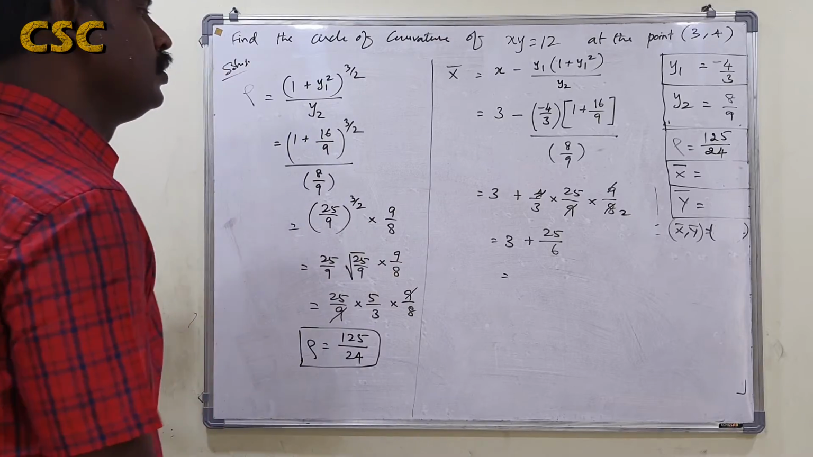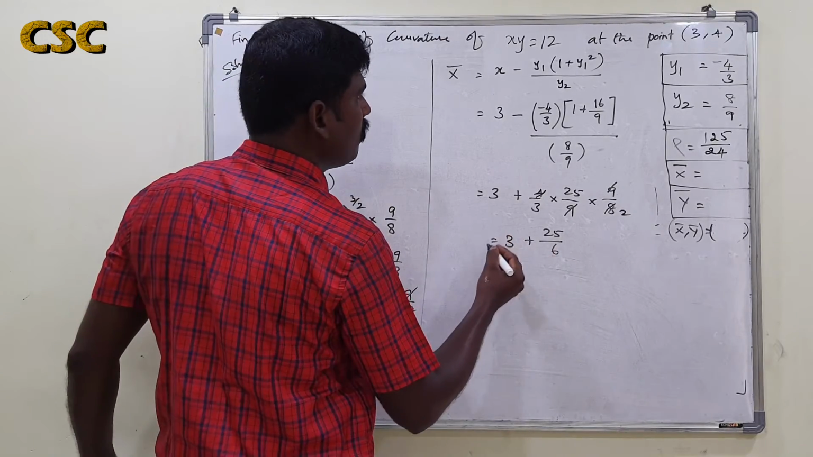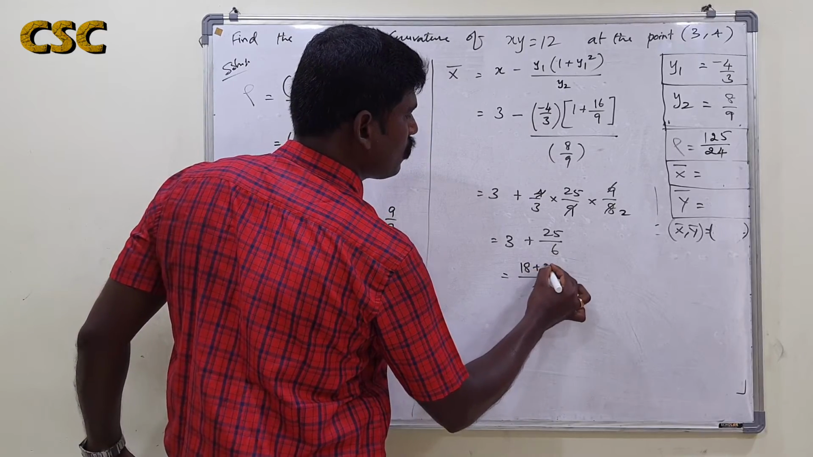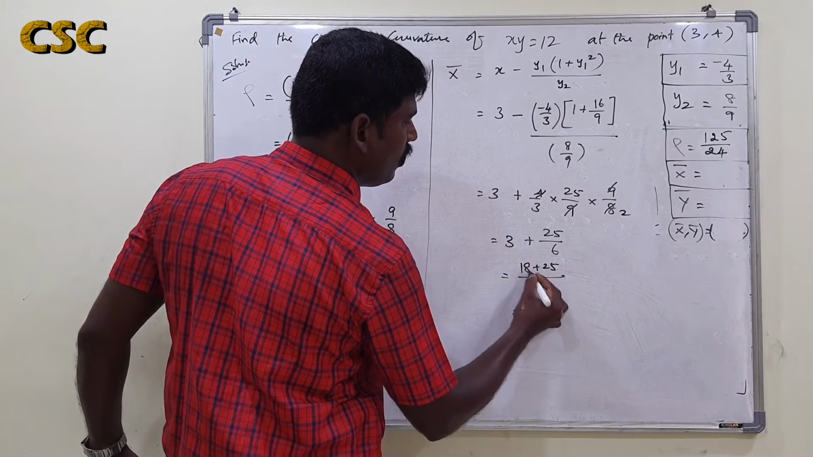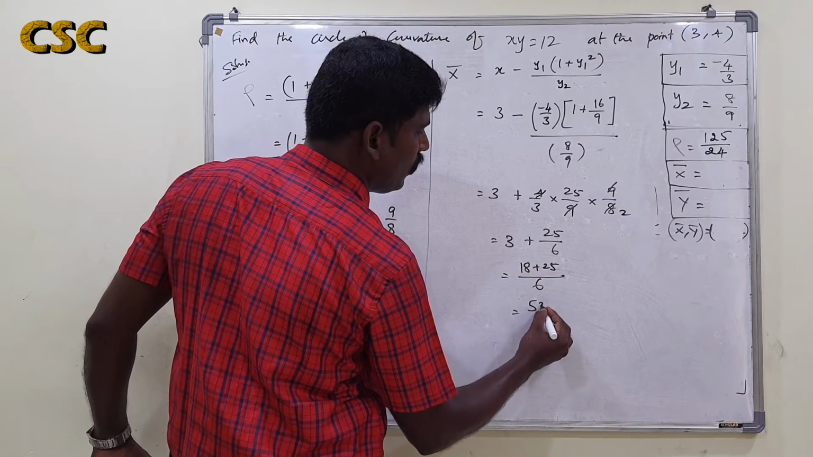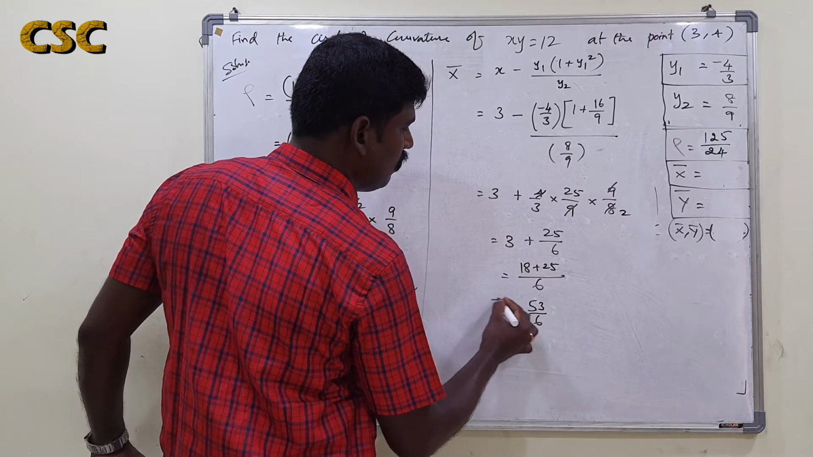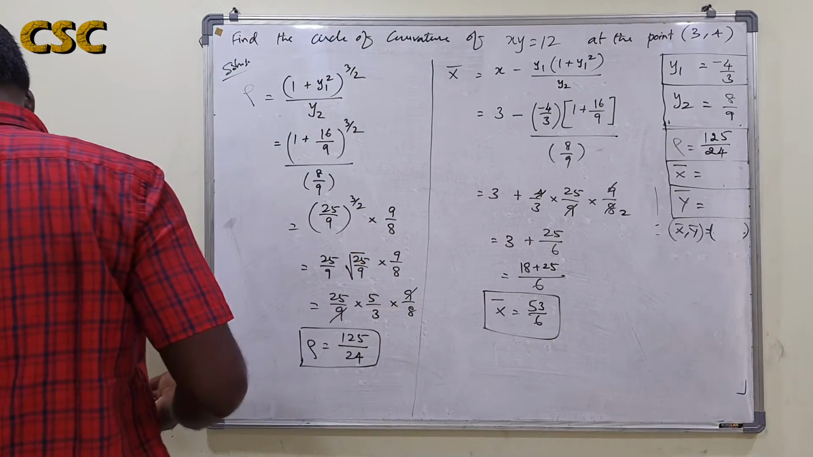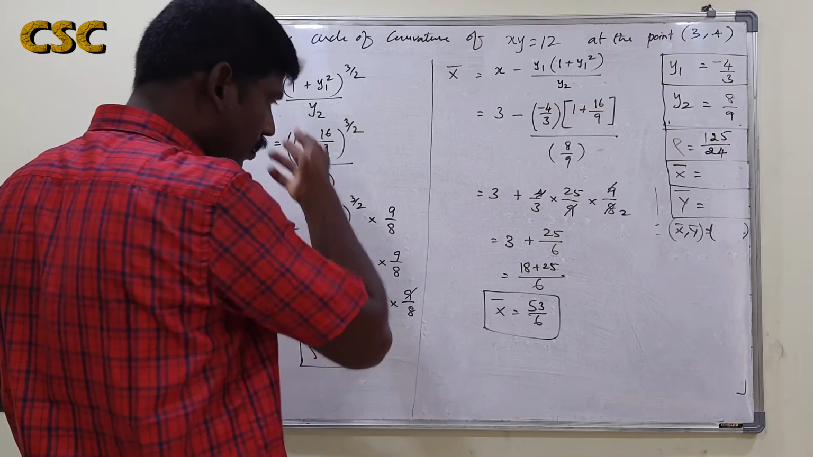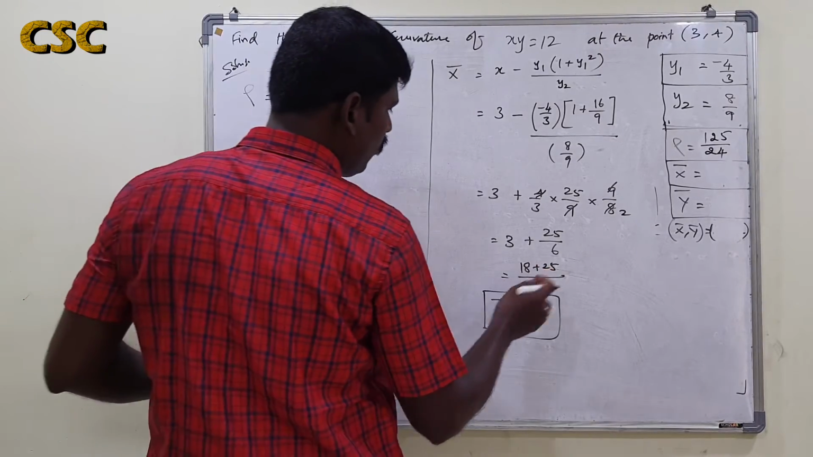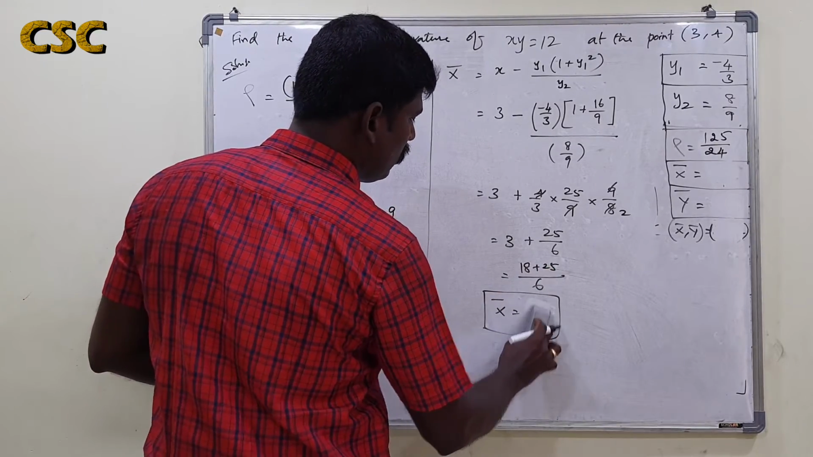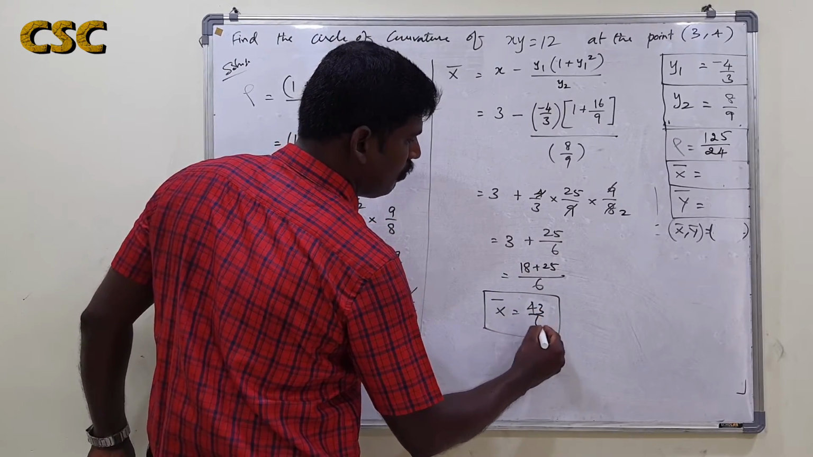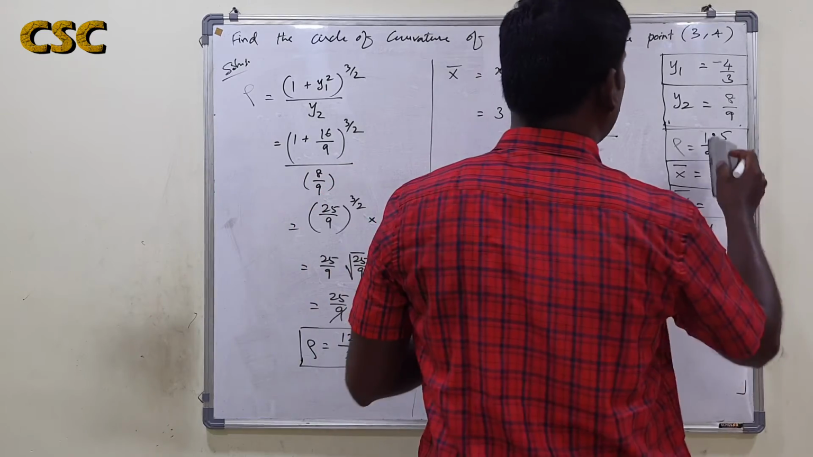Isn't it? That's all. So taking 6 as LCM, so 18 plus 25. Sorry, 18 plus 25, isn't it? 25, 35, 43. 43 by 6 is the value of x bar.